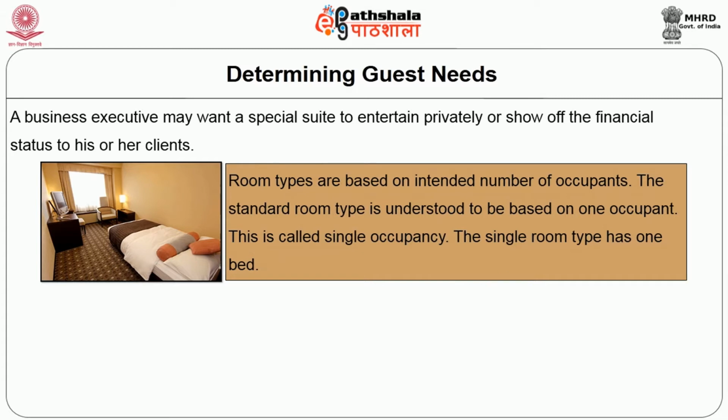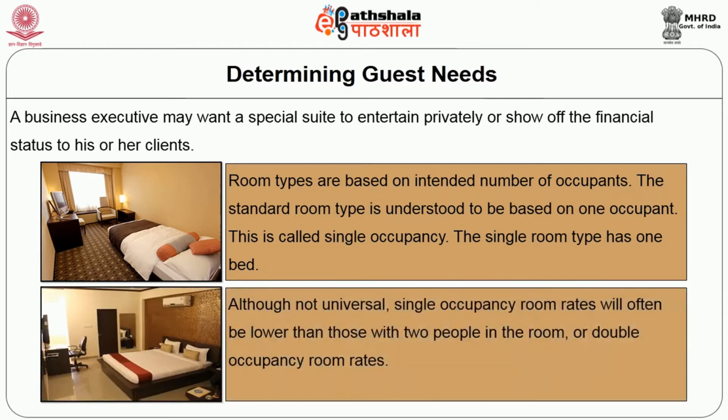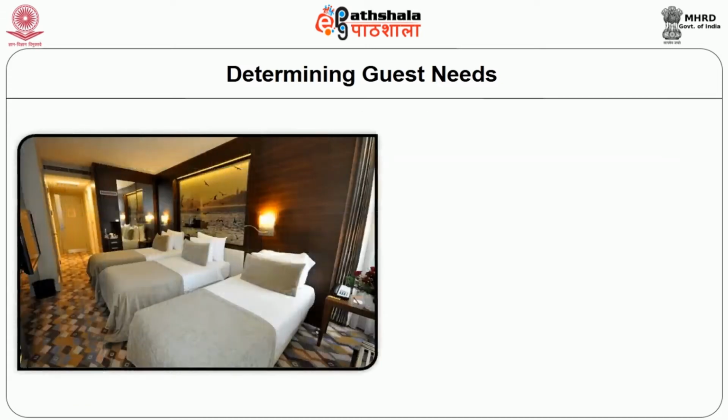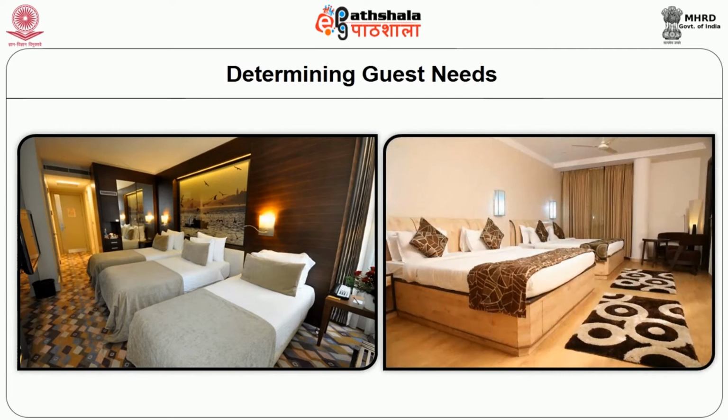The room types are based on the intended number of occupants. The standard room type is understood to be based on the occupants. This is called single occupancy. The single room type has one bed. Although not universal, single occupancy room rates will often be lower than those with two people in a room, or double occupancy room rates. Room rates intended for 3 occupants are called triple occupancy, and quad occupancy houses 4 guests. It is rare for a standard room to house more than 4 people.